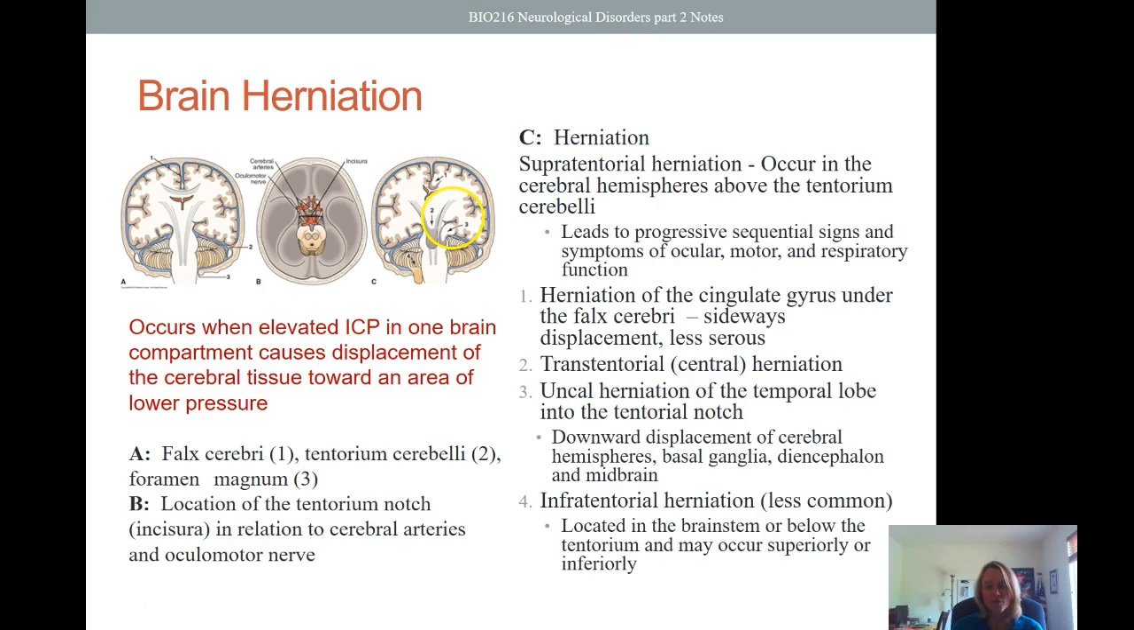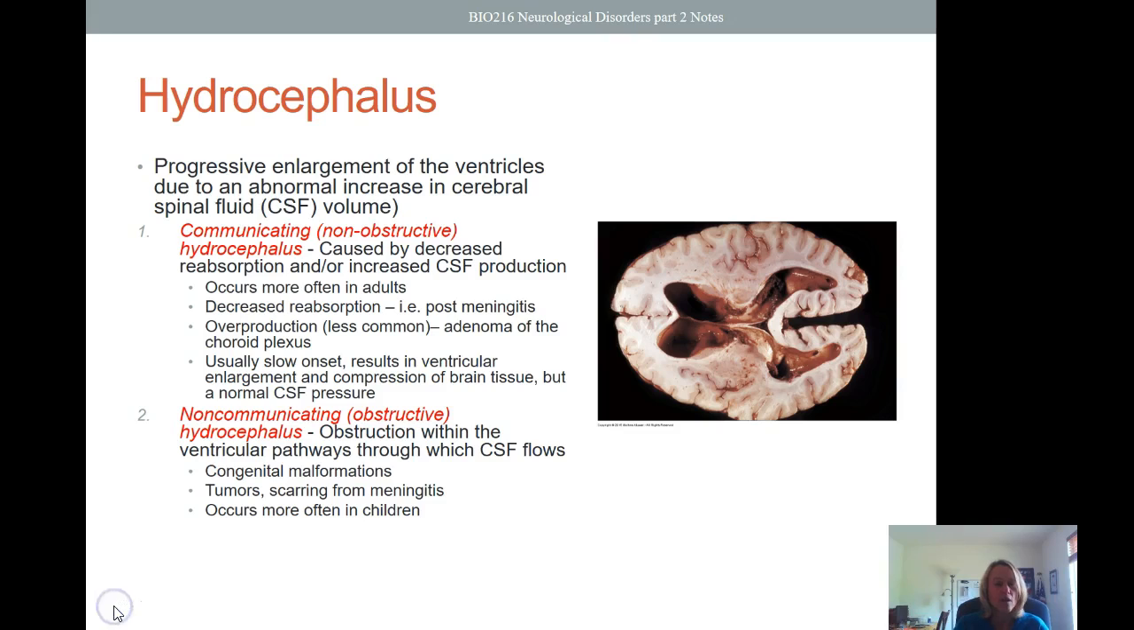This includes the downward displacement of the cerebral hemispheres as well as the basal nuclei, diencephalon, and midbrain. And then finally, number 4 shows an infratentorial lesion or herniation, which is less common. This is located in the brainstem or below the tentorium, and it could occur superiorly or inferiorly.